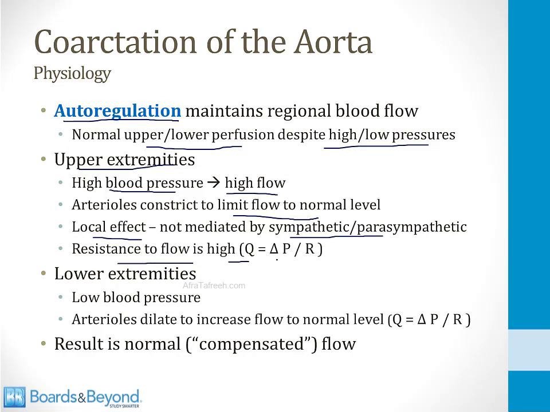Remember that flow is equal to pressure divided by resistance. So if pressure is very high, to maintain normal blood flow, you need to make resistance very high. This is done by constricting the arterioles and limiting the blood flow through tissue beds in the upper extremities.